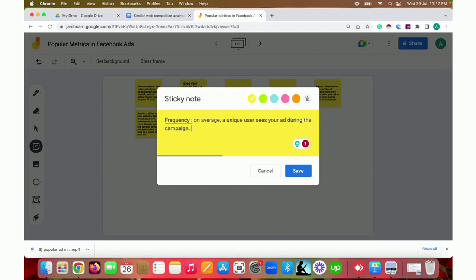If I am a user or your audience and your ad is being shown to me at least 10 times a day, obviously there will be ad fatigue, and you are showing me the same creative every time. There can also be potential ad relevance issues, because that is not convincing me when you show the same ad again and again. That can actually irritate me. So frequency measures how often on average a unique user sees your ad during the campaign. Let us understand this with an example.